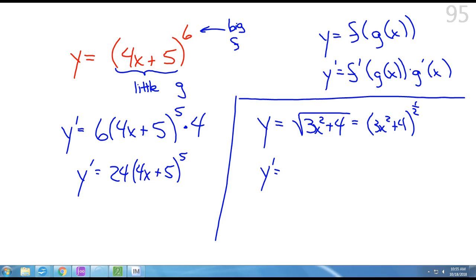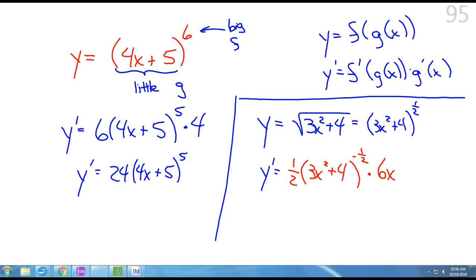So what's your outside dominant function, the big guy? The 1/2 power. And what's your inside, your little guy? 3x squared plus 4. My first job is to take the derivative of the big guy. That's a power, so I use the power rule: bring it down in front, reduce the power by 1. We leave the little guy alone, so the 3x squared plus 4 stays in there. Then we multiply by the derivative of the little guy, so times 6x. And that's the chain rule part.